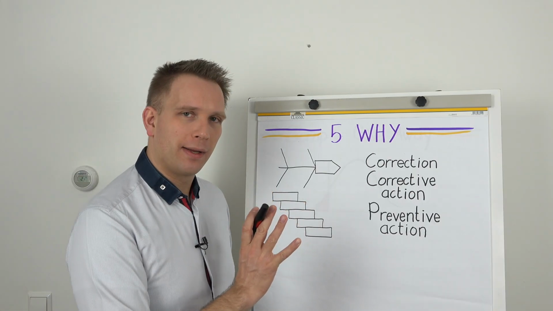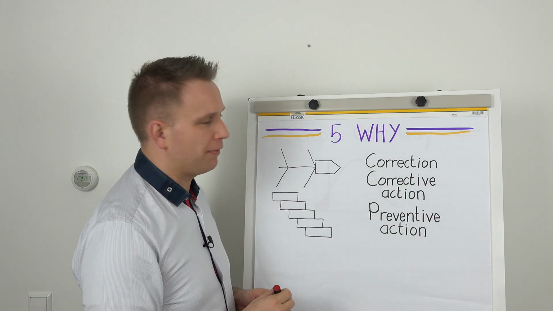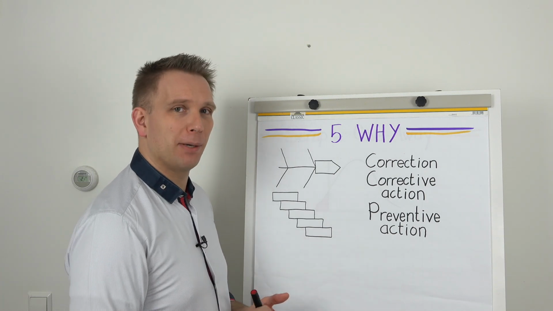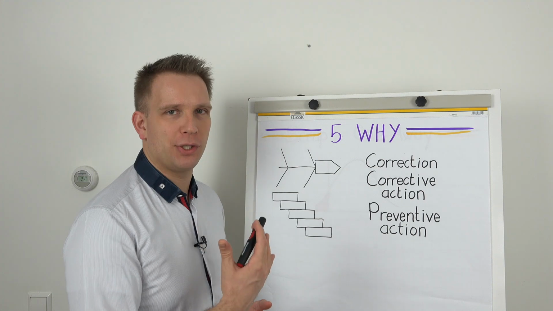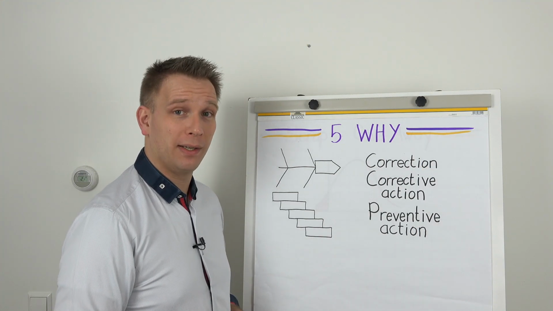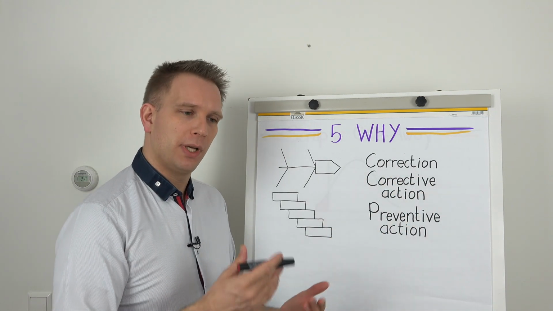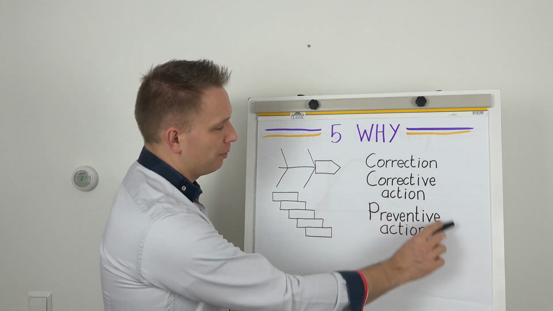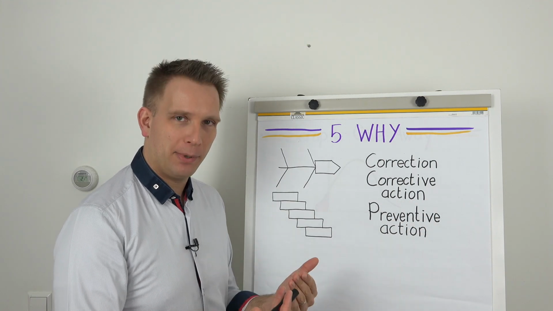A good way to think about this is to check basically a piece of ISO, but also a piece of good common thinking about problem solving, and that is that there are different actions that you want to take. There is a direct correction, where you correct the problem itself. There is a corrective action, where you take measures to make sure that this problem will not happen again. And there is preventive action, to also make sure that similar problems do not happen in the future.